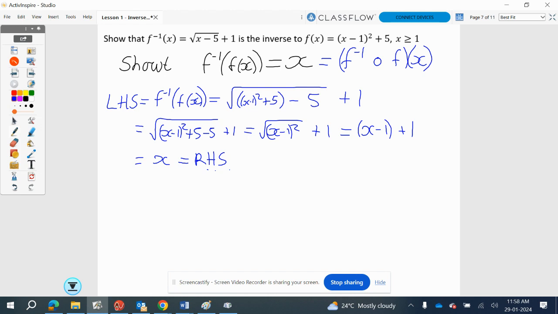I wouldn't expand this, because you're going to have to factor it back in again anyway. Very, very foolish thing to do. But when we open up this, you get to this point here, where the square and square root cancel each other out, because they're inverses of each other. How does x minus 1 plus 1 equal x? Here we've got x minus 1 plus 1. Right, minus 1 plus 1 is 0.